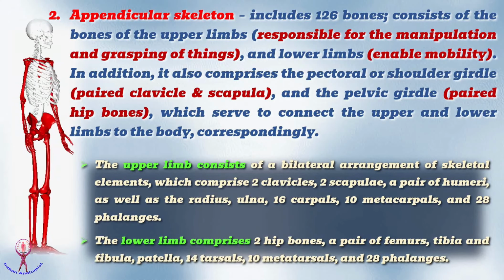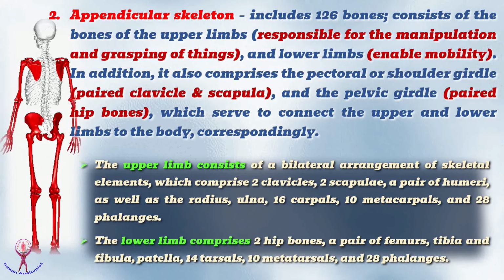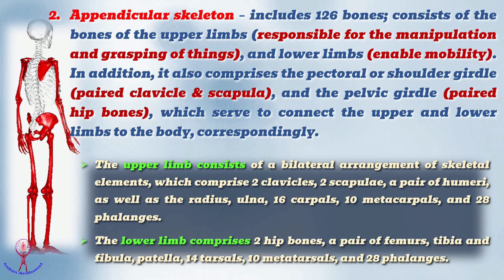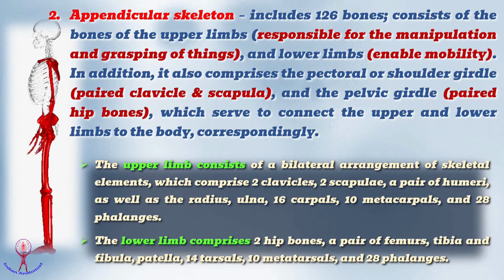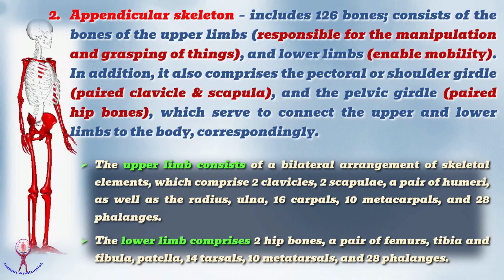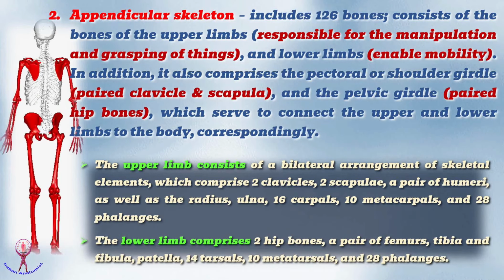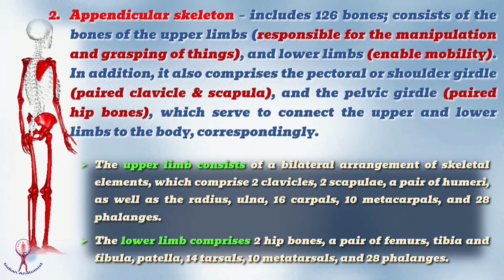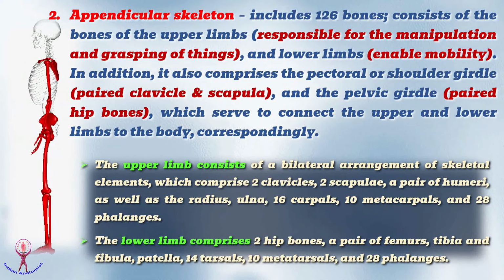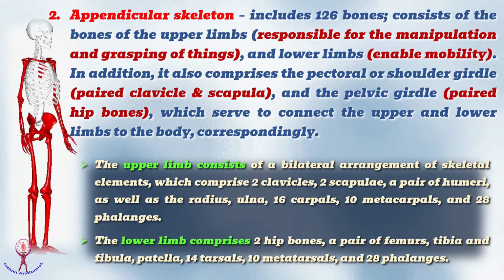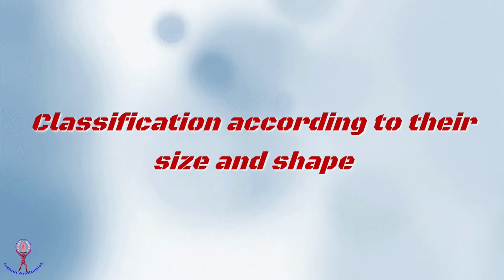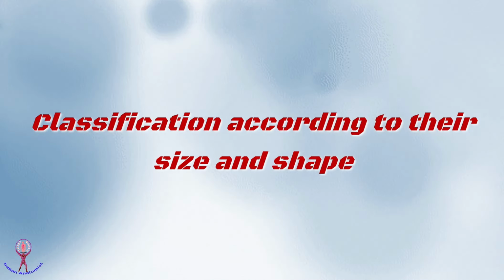The upper limb consists of a bilateral arrangement of skeletal elements, which comprise 2 clavicles, 2 scapulae, a pair of humeri, as well as the radius, ulna, 16 carpals, 10 metacarpals, and 28 phalanges. The lower limb comprises 2 hip bones, a pair of femurs, tibia and fibula, patella, 14 tarsals, 10 metatarsals, and 28 phalanges.